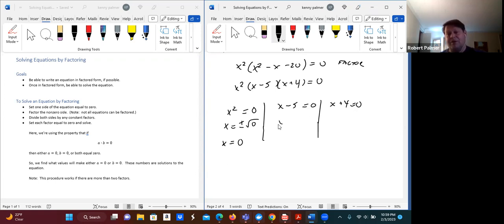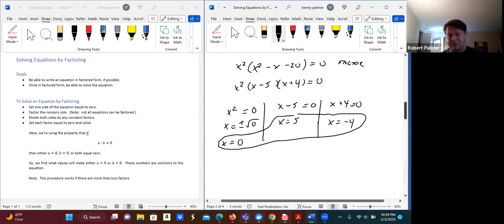Then the rest work like the others. So here x is equal to 5, x is equal to negative 4. In this case, we have 3 solutions. And here they are.